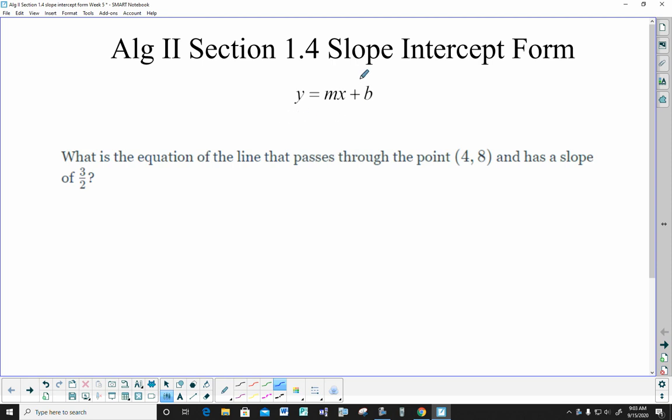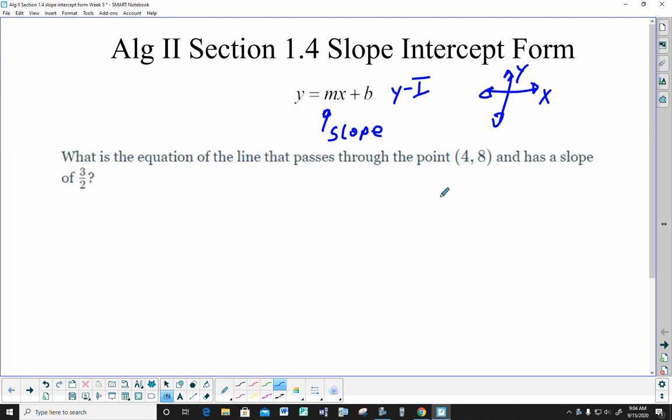You guys are looking at slope-intercept form of lines. It's called slope-intercept form because this is the slope, m is the slope, and b is your y-intercept. If you have a graph, this is your y-axis, this is your x-axis. The y-intercept is where you cross the y-axis.